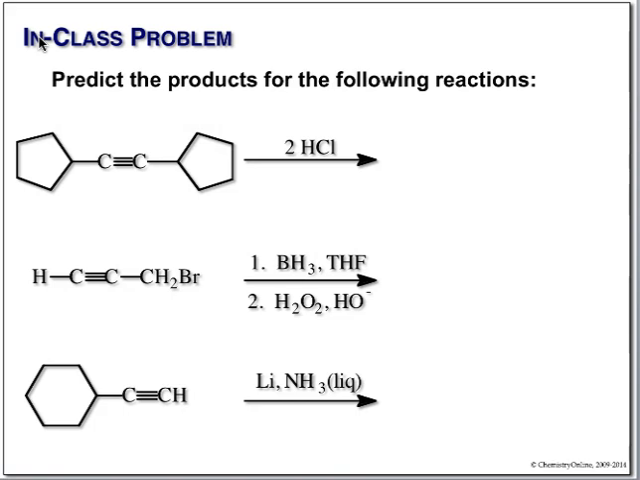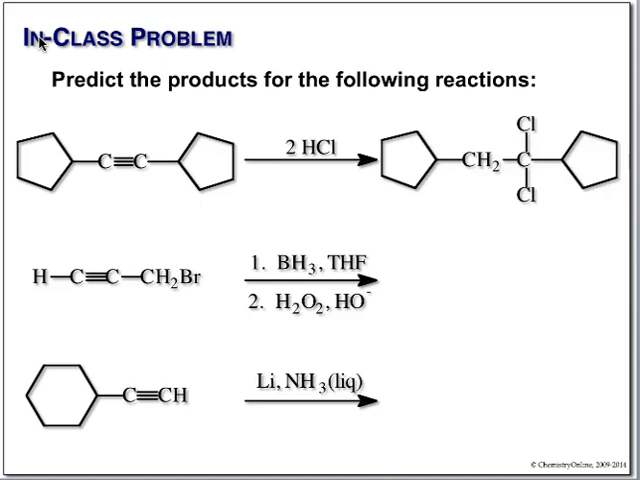All right, our first one. This is going to be addition of HCl. What do we know about that? It's going to be Markovnikov addition, isn't it? So we look at our starting material and say, which of these is the Markovnikov carbon? Well, it's a tie. They're identical. So the first chlorine is going to go somewhere. The second chlorine will go to exactly the same spot. And we will add both and get this as our structure. Doesn't matter which one, they're identical.